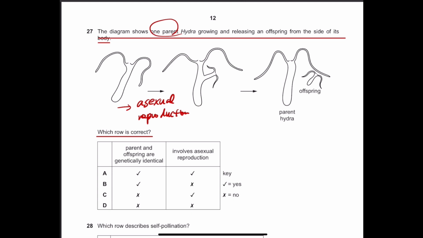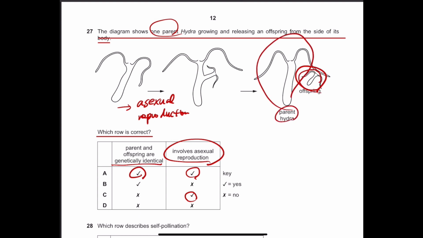Which row is correct? Parent and offspring are genetically identical. Involves asexual reproduction. Yes, it involves asexual reproduction, just like I said. So the answer should be either A or C. And parent and offspring are genetically identical. Yes, the feature of asexual reproduction is that it will only create offspring that are clones. So this offspring is exactly the same as the parent. That's the feature of asexual reproduction. So A is correct for this one.